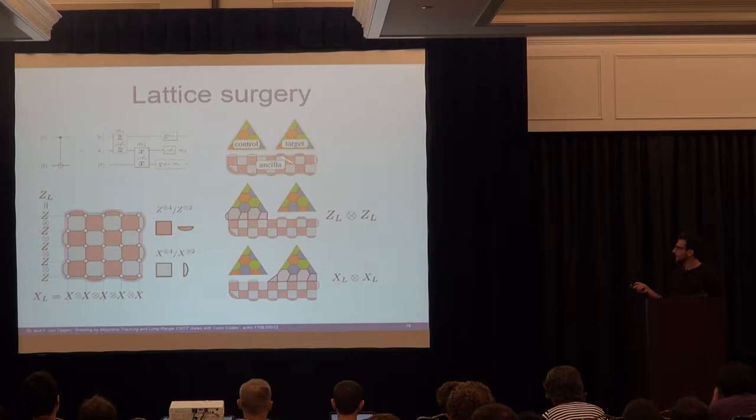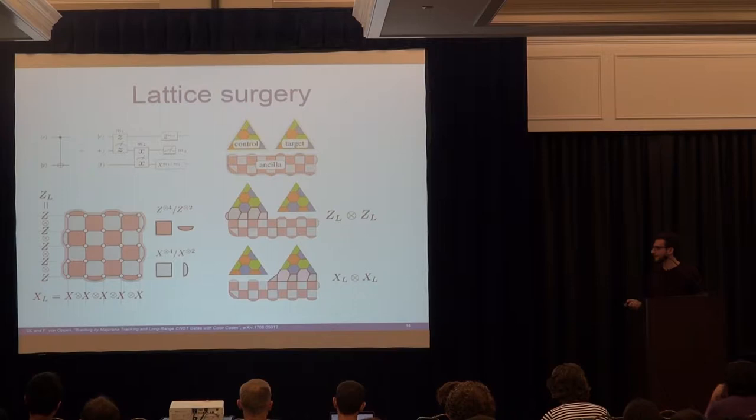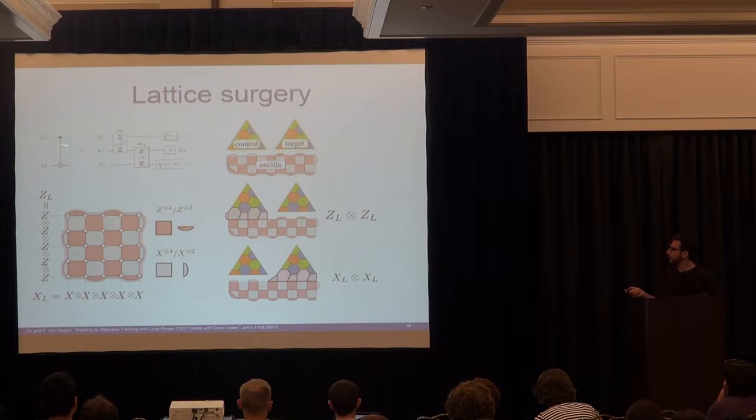So, quick reminder: surface codes have X stabilizers and Z stabilizers, and the logical X is the product of all X's on any of the opposing X edges, so on this edge or this edge. And the Z operator is the product of Z's along any of the opposing Z edges, or actually any other string. The idea of lattice surgery we've seen in the talks before is that you can exploit a circuit identity to implement a C0. It turns out that the C0 between a control qubit and a target qubit is equivalent to initializing an ancilla in the plus state, measuring the ZZ parity, so the operator Z times Z, then measuring the XX parity between ancilla and target, the operator X times X, and then measuring the ancilla qubit.